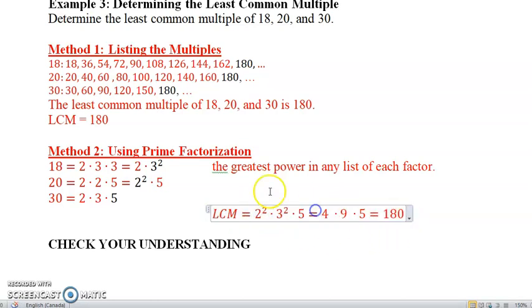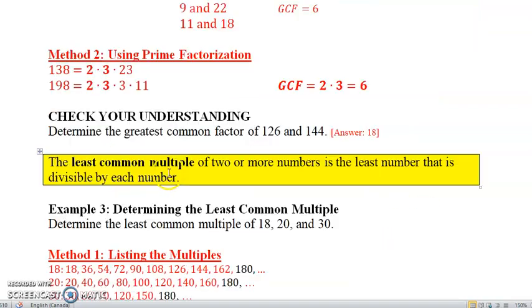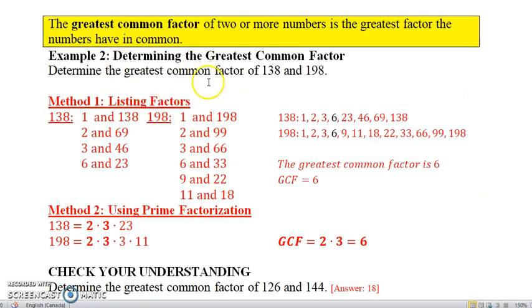Okay? So again, the greatest power in any list of each possible factor. So we had possible factors of 2, 3, and 5, and you take the greatest power in any list. So for example, if this one had also had a times 7 in here, you would also have to take the 7. So it's not just because there's 3 lists, there's 3 factors. That's not the case. You take the greatest power in any list of each possible factor. Again, you could have 10 numbers here if you had 10 different prime factors. All right, so just be mindful of that when you're working on those questions.